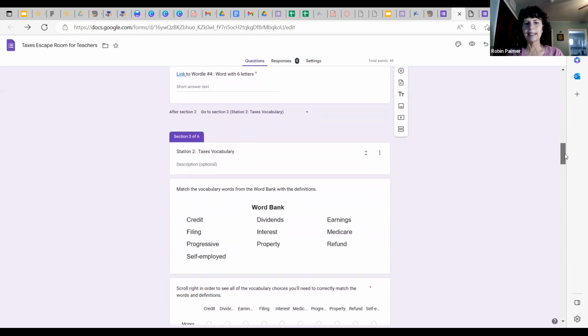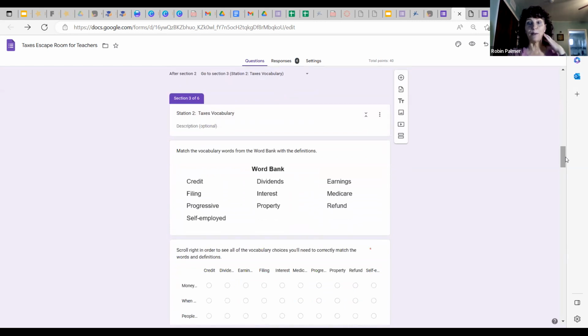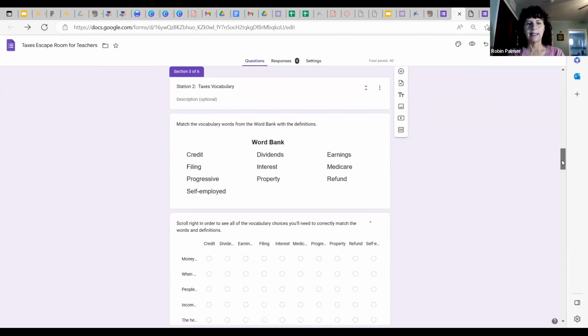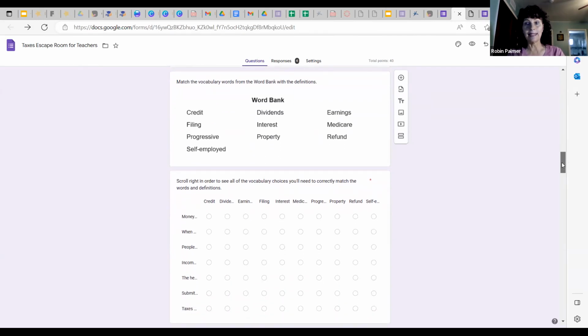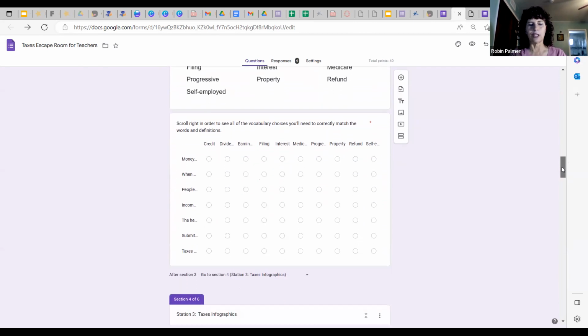And then the next activity that they would do is vocabulary words, to see if they can do some matching. So I've given them a word bank to make it a little easier. We don't want to scare them away from things. Sometimes we need to give them those helps. So they're going to try and match the word with a definition.